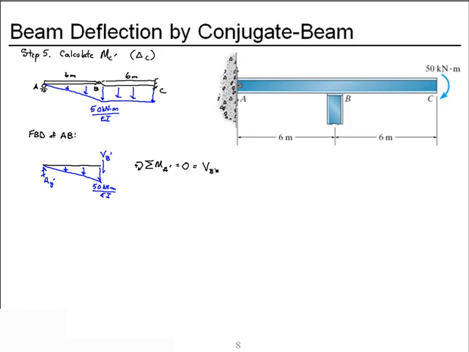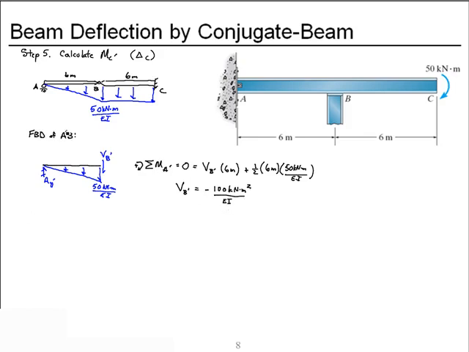That gives me a positive contribution from the shear at B prime through 6 meters, plus the contribution from this distributed conjugate load, and that's triangular, so we have 1/2, the base being 6 meters and the height being 50 kilonewton meters over EI, and that is clockwise about point A. We'll solve that for the shear at B prime, and I'll get a negative 100 kilonewton meters squared over EI. So that's the shear at B prime in the conjugate beam.